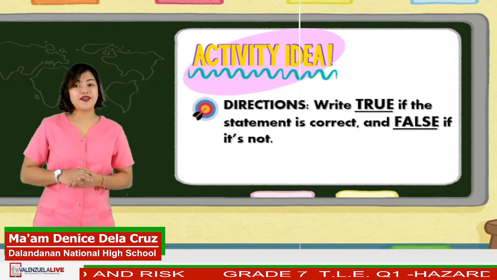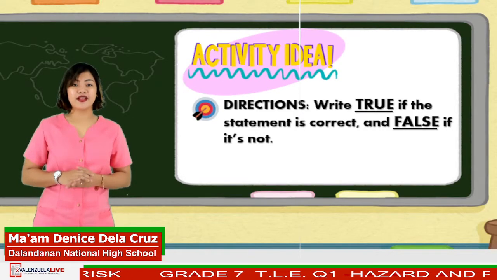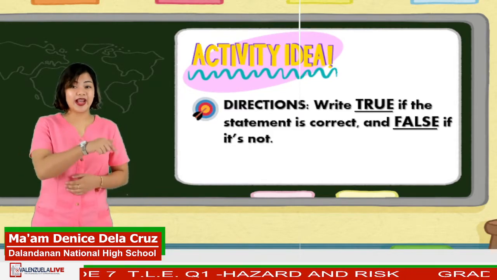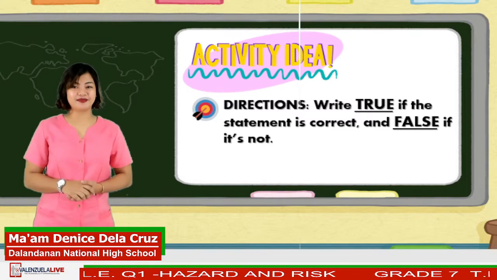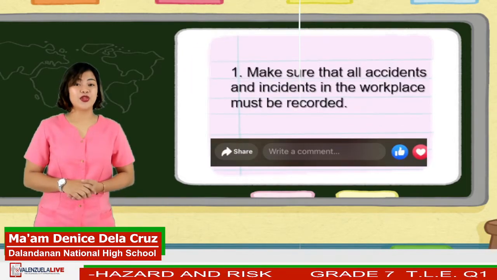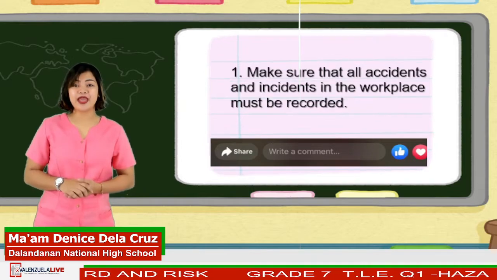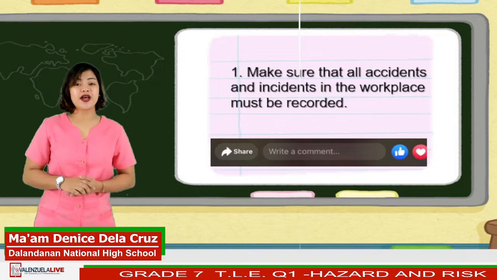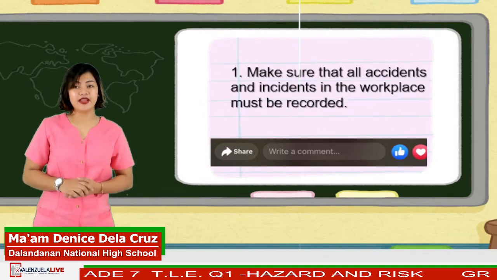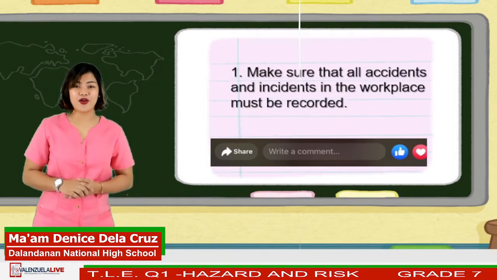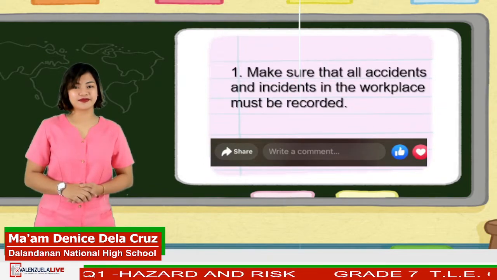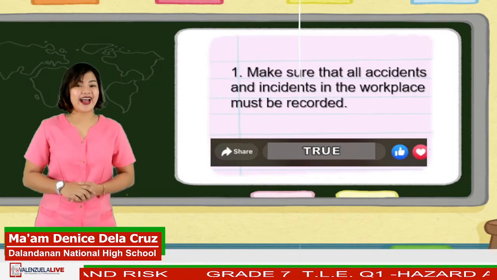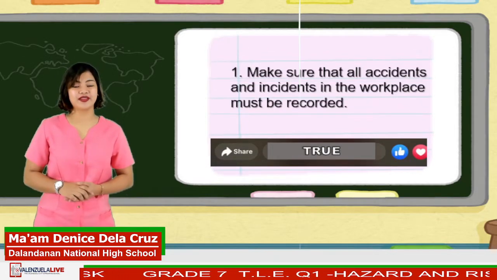Write true if the statement is correct and false if it's not. You may key in your answers in the comment box. Number 1. Make sure that all accidents and incidents in the workplace must be recorded. Is it true or false? Very good! The answer is true.